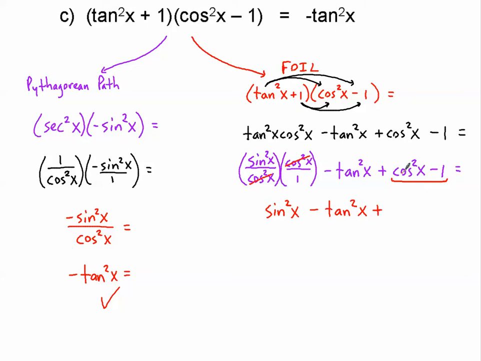But now I can see cosine squared minus 1, and again, that's the reverse of what I wanted, so it's going to be the reverse of what it is on my flashcard. Cosine squared minus 1 is negative sine squared. And now I can see that these two terms, positive sine squared and negative sine squared, will cancel away, leaving negative tangent squared. And there we're verified. So two good paths there.